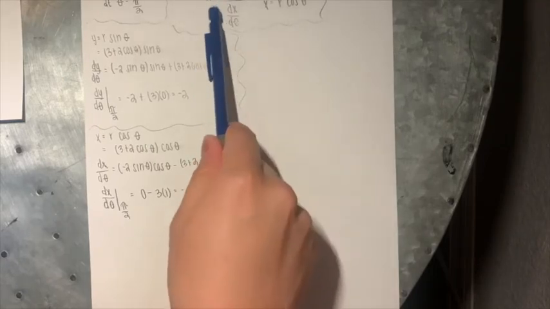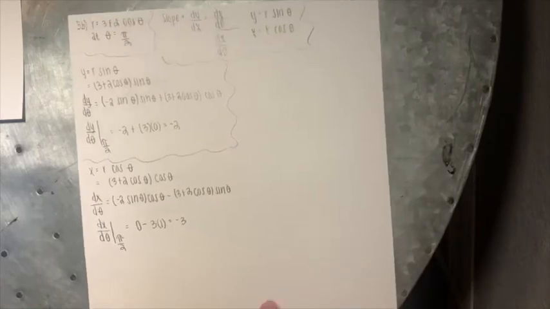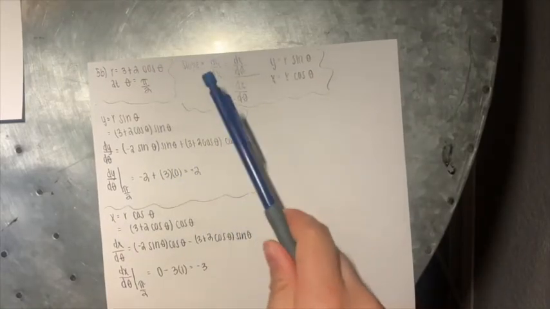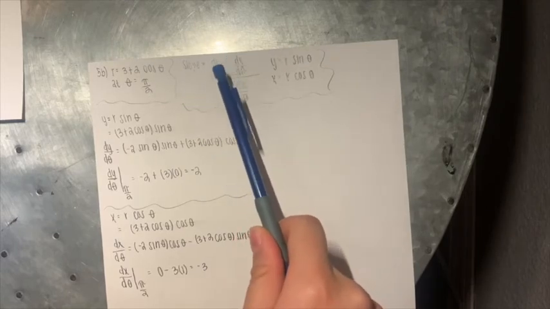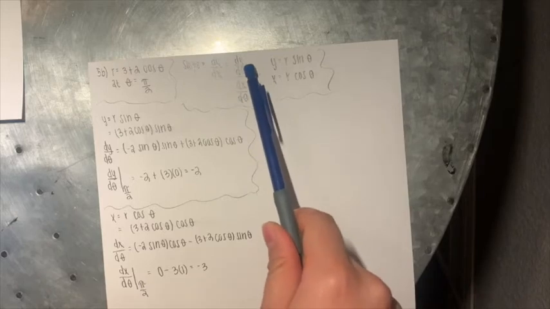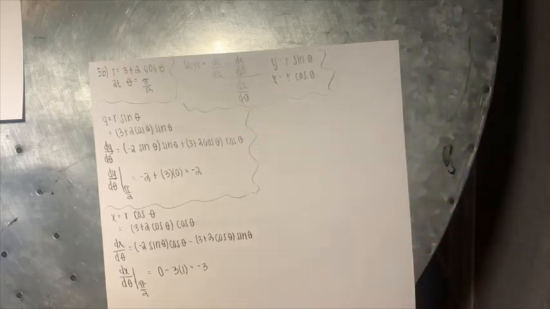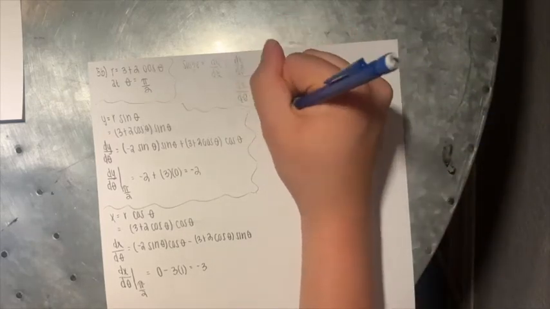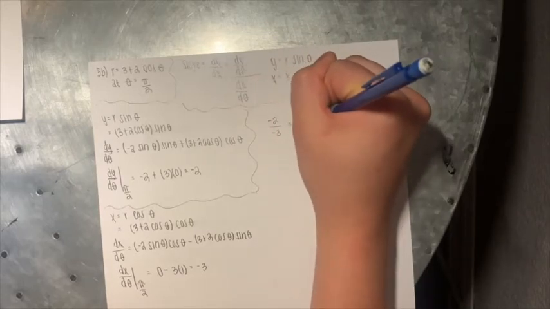So back to here, referring back to what I wrote in the beginning, we have slope equals dy over dx, which equals dy d theta all over dx d theta. So now we want to put these values on top of each other. So we have -2 over -3, which equals 2 over 3.